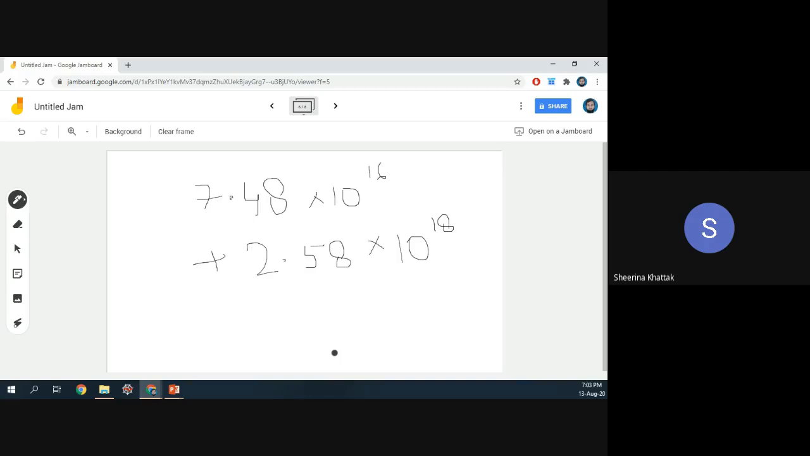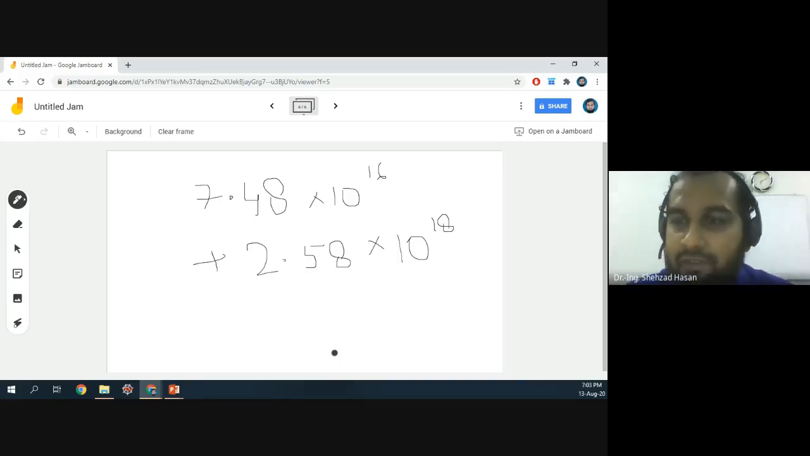We can make the powers same and then we can add. Okay, the two. The first thing that we have to do is to have these powers similar, because we cannot add numbers which have different powers, right? So was there anything in the chat?